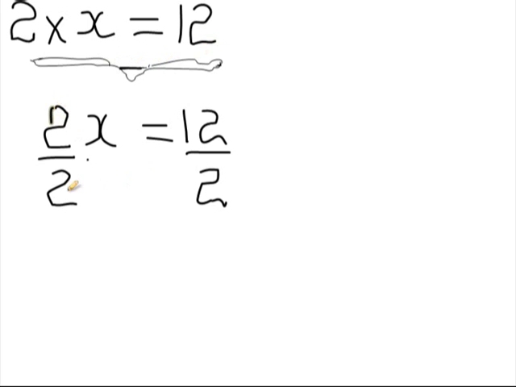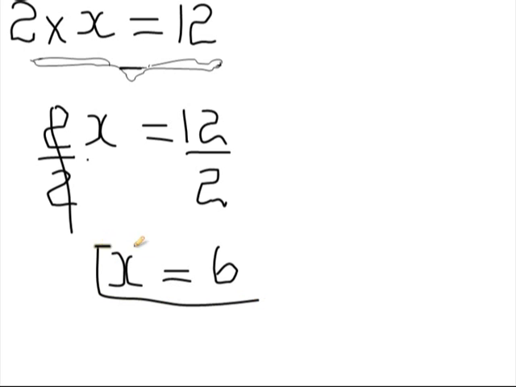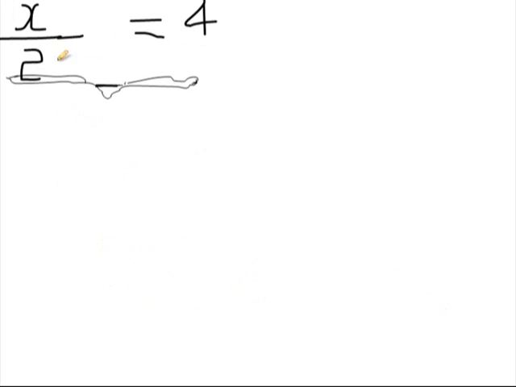So here I get 1x, which is x, and then 12 divided by 2 gives me 6. There it is. We use this method. What about this one? We know this one is 8, since 8 divided by 2 is 4. But what is the method? We need to cancel the 2. How to cancel the 2?